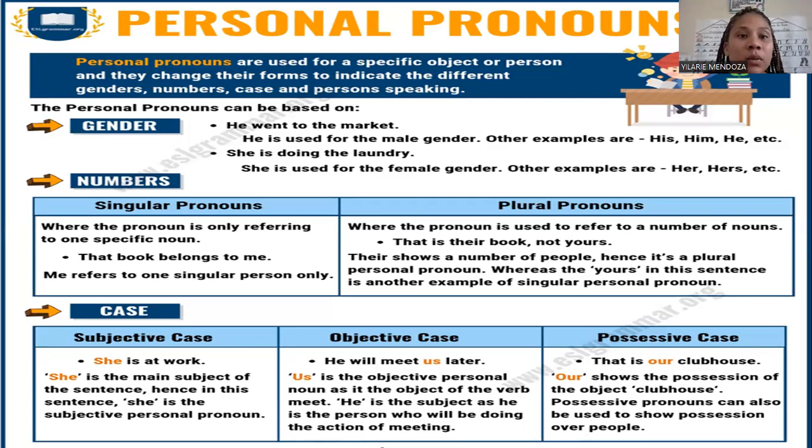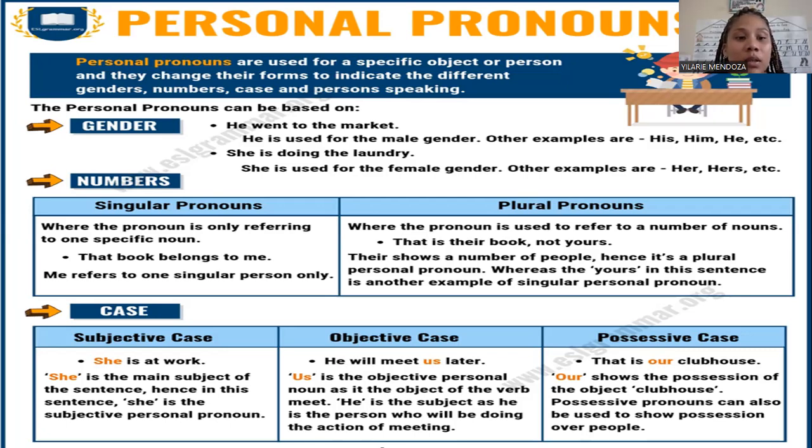In the personal pronouns base, gender is a marker. He is used for male and she is used for female genders. And the number is singular or plural. The singular refers to one person, and the plural refers to two or more persons.